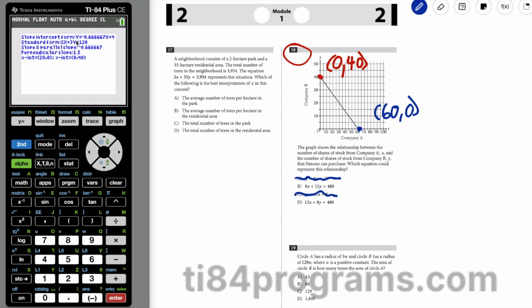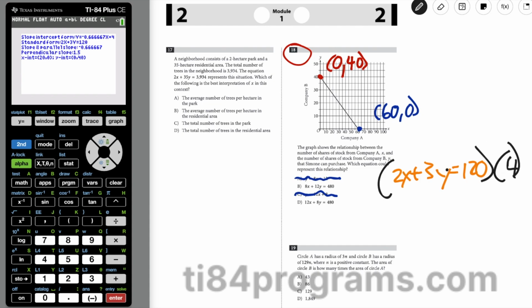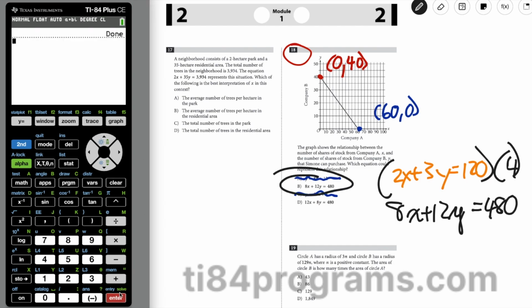Now what I'm going to do, the slope-intercept form, the standard form, 2x plus 3y equals 120. So I'm going to write that down here, 2x plus 3y equals 120. Typical SAT style, it's being tricky. So what I want to do is multiply everything by 4. Now I know you can't multiply the equal sign by 4, but forgive me, I'm doing it street style to save time. So that's going to give us 8x plus 12y equals 480, which is cool because that coincides with option B there, or answer B.